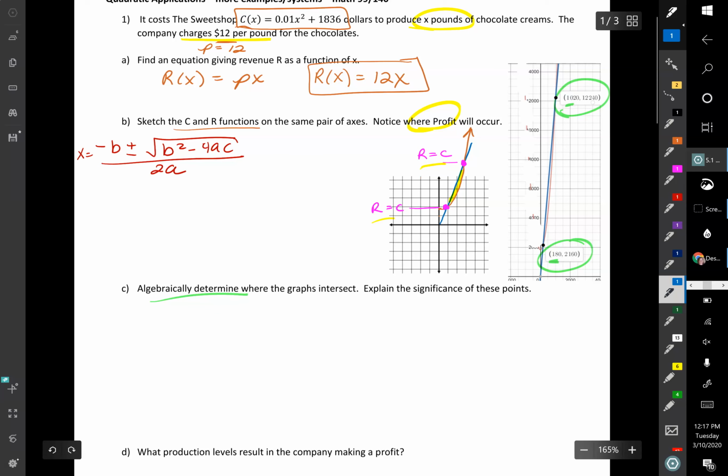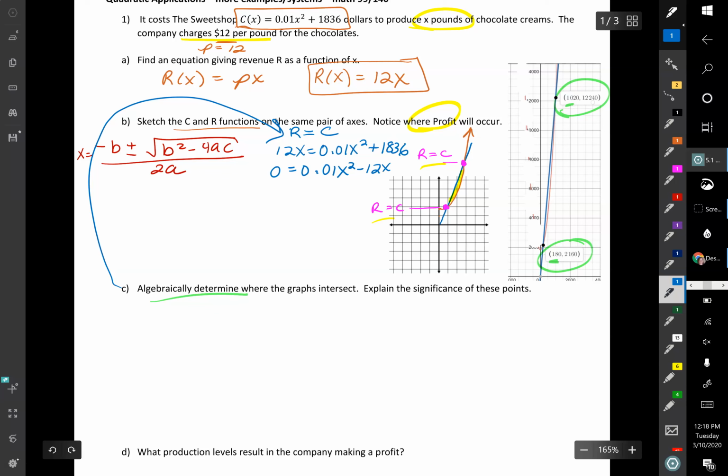We want to know when r equals c. So what we're doing here is actually this part. We would have 12x equals 0.01x squared plus 1836. Then we're just going to set it equal to 0. So 0 equals 0.01x squared minus the 12x plus 1836.